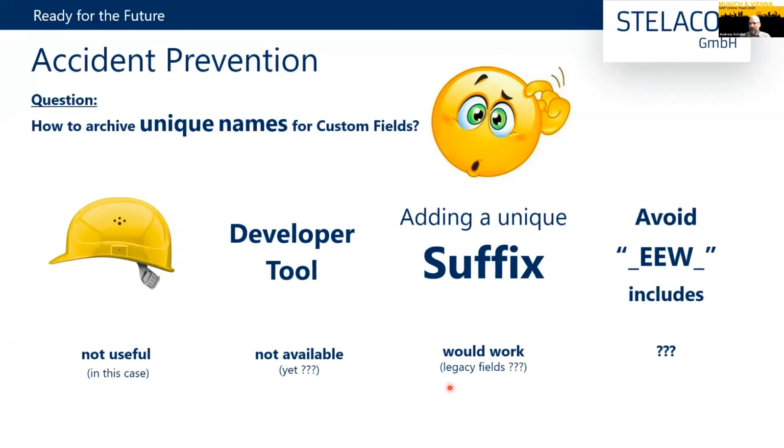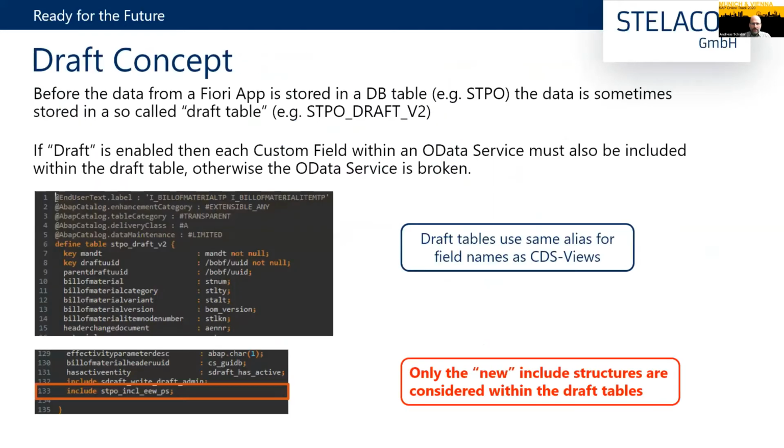And we also did some investigations. Can we avoid using those EEW includes and do it the old way, with direct appends on the database table? So then, during our investigations about direct appends, we have shown that those new include structures are a different use case, it's for bill of material items.